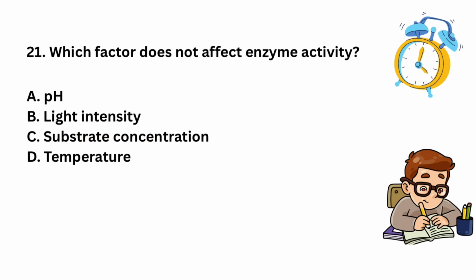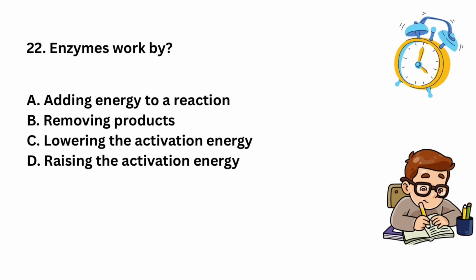Question number 21 says, which factor does not affect enzyme activity? And the answer is light intensity. Question number 22 says, enzymes work by. And the answer is C, by lowering the activation energy.